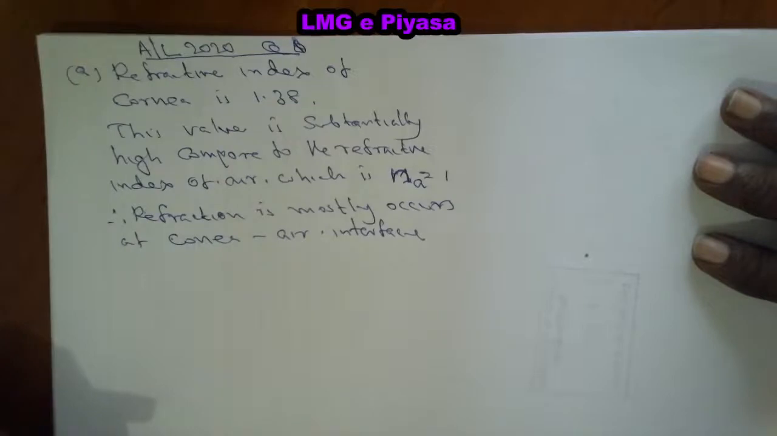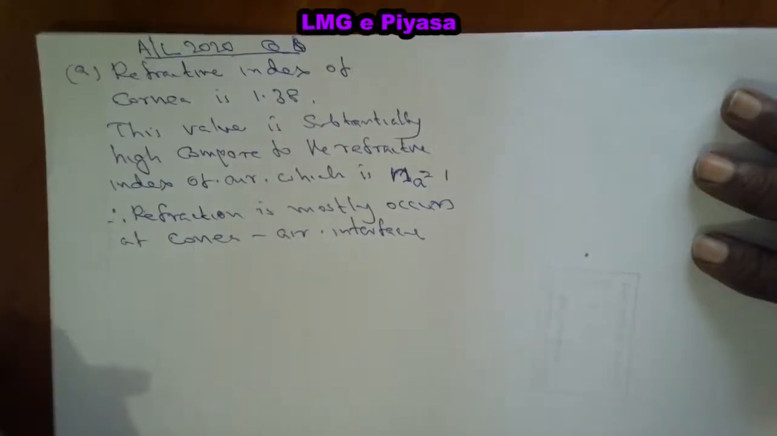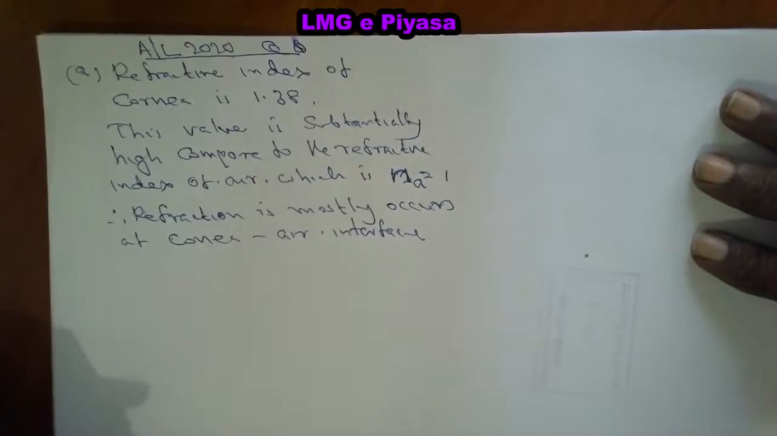Right? Refractive index of cornea is 1.38. This value is substantially high compared to the refractive index of air, which is n_a equals 1. Refraction mostly occurs at the cornea air interface. Right?